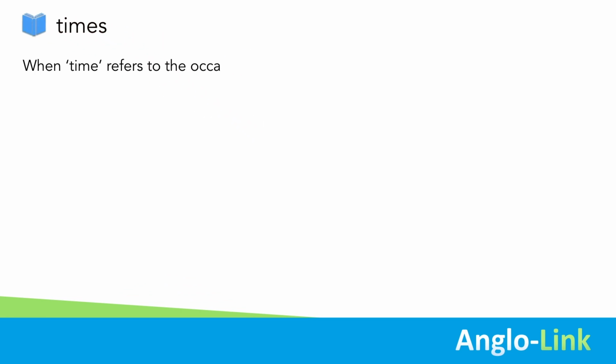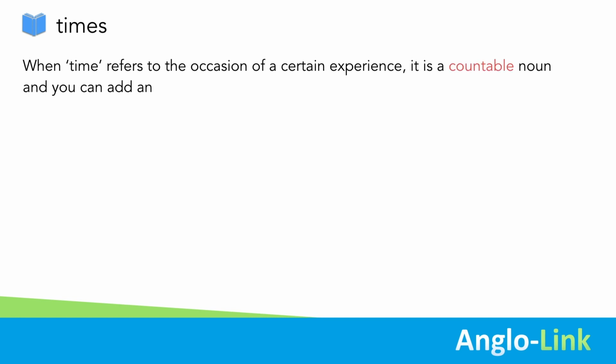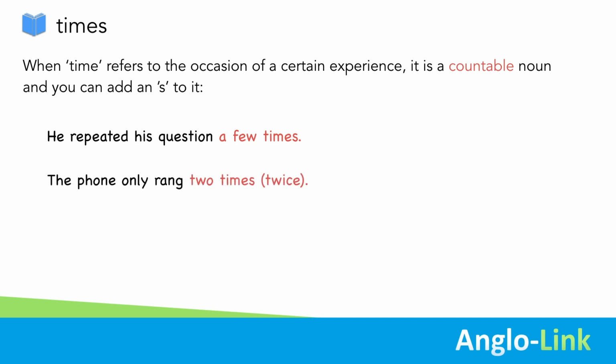When time refers to the occasion of a certain experience, it is a countable noun, and you can add an s to it. For example, he repeated his question a few times. The phone only rang 2 times. A better word for 2 times is twice. The phone only rang twice.